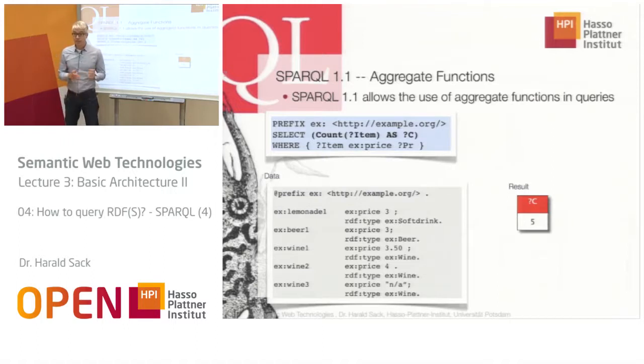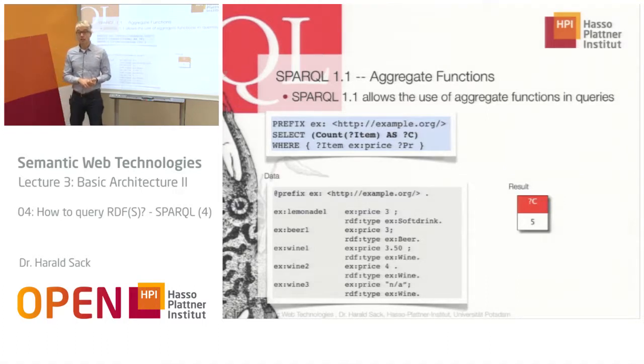Another example are aggregate functions. You know aggregate functions from SQL, from databases, for example. So aggregation functions, on the one hand, are able, for example, to count the number of results, to group results, and to compute constraints upon these groups. And we start with a simple counting argument. For example, here what we want to do is we want to count the number of items in the database.